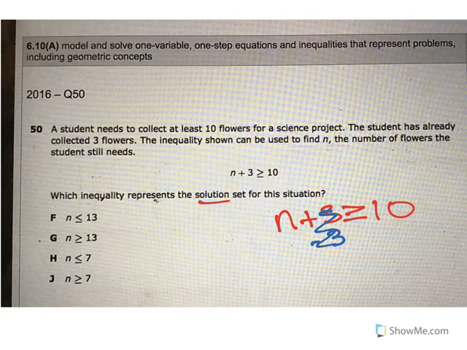And we need to keep it balanced. Whatever I'm doing to the left side, I do to the right side. And so that leaves me n and a 7. And I keep the inequality facing in the same direction because I did not multiply or divide by a negative number. So let's read that.